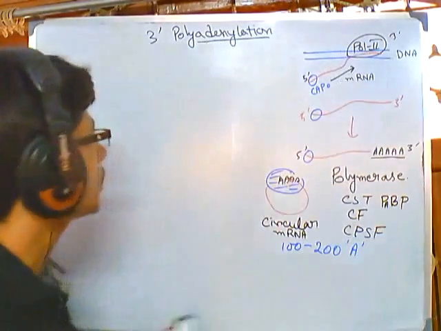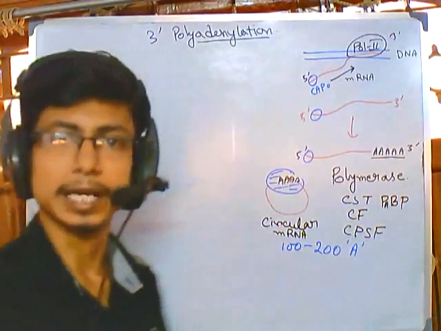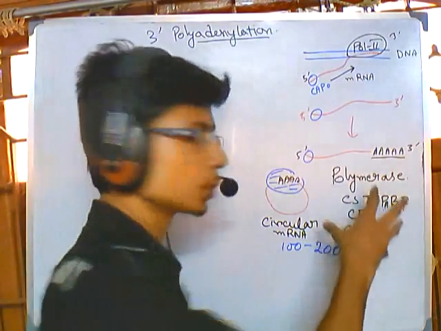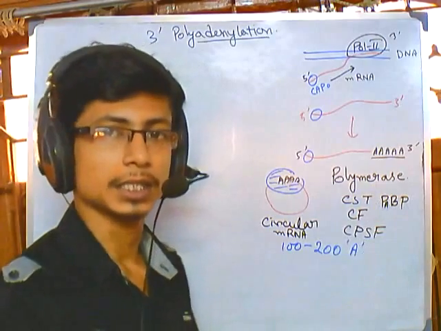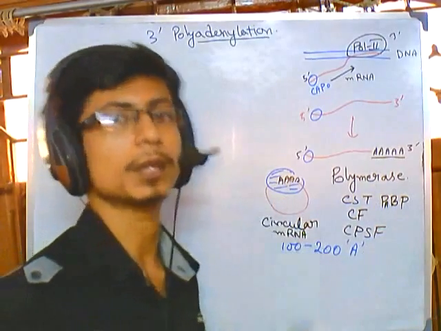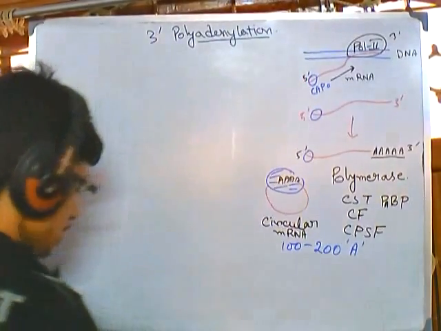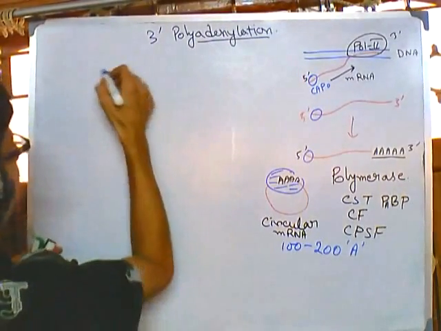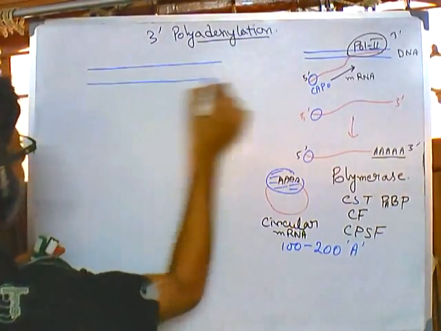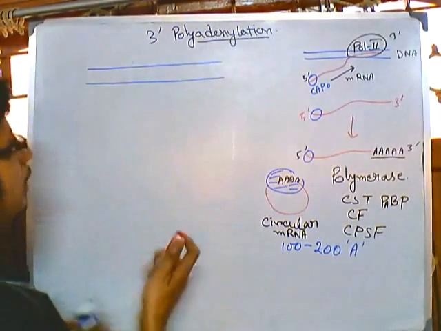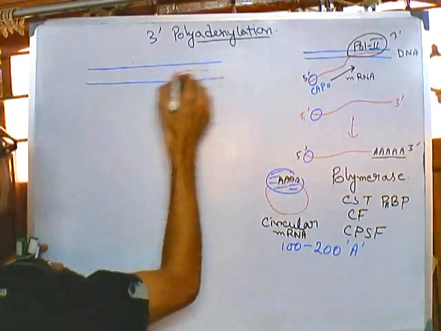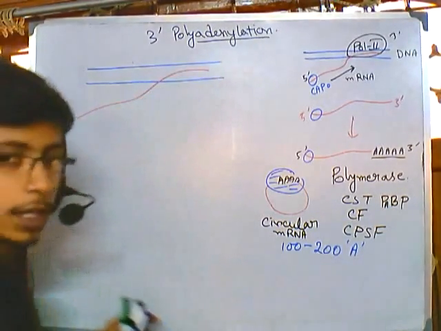Now let us talk about the mechanism of 3' polyadenylation and the importance of these proteins and how they act to actually produce this polyadenylation. So let us draw this picture in a bigger way. I'll be drawing it in a similar way. So we have the DNA, and also we have this mRNA which is being produced.